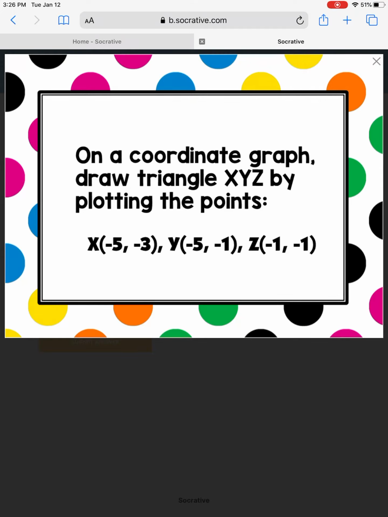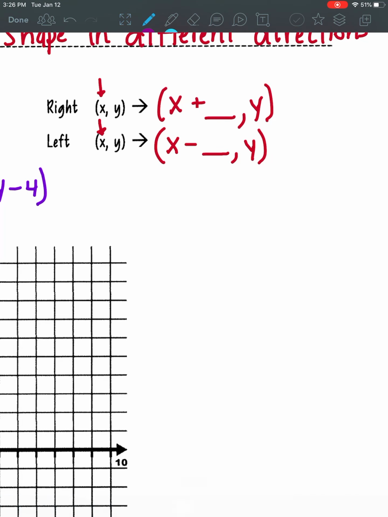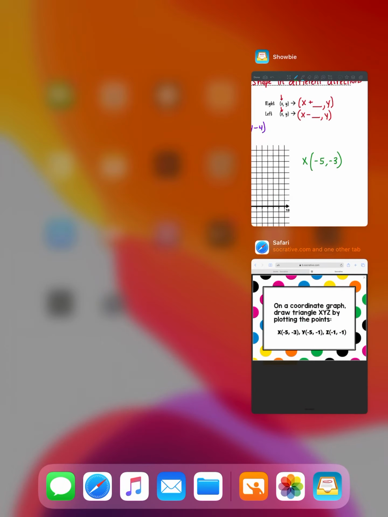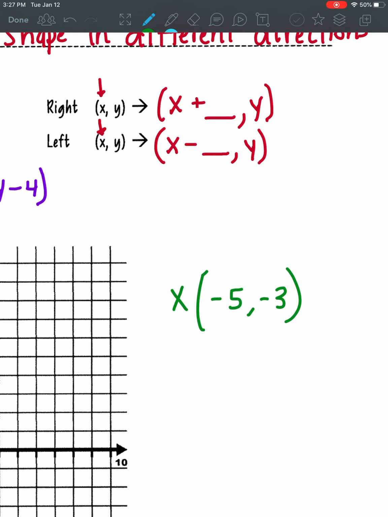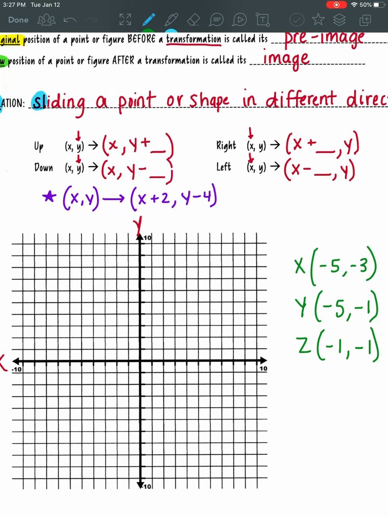On a coordinate graph, we're going to draw a triangle XYZ. So X is -5, -3. To help myself out, I'm going to write these down. X is -5, -3. Y is -5, -1. And then Z is -1, -1. And then we're going to plot these 3 points. So be careful with your plotting points.